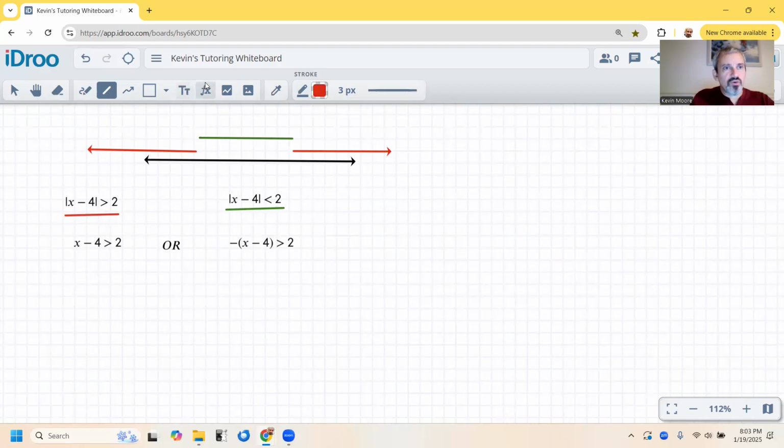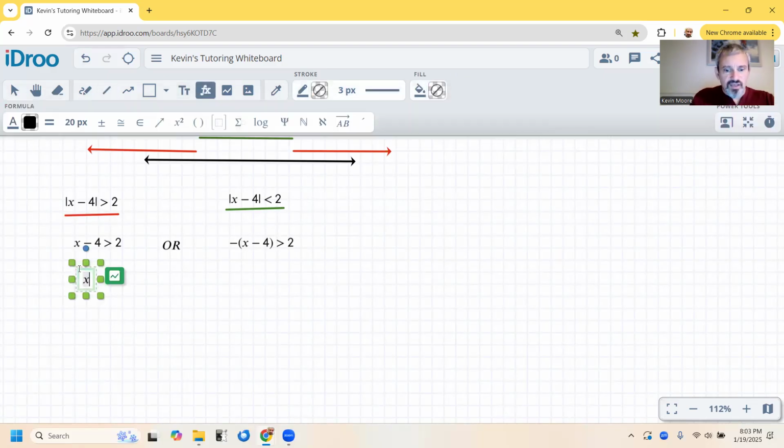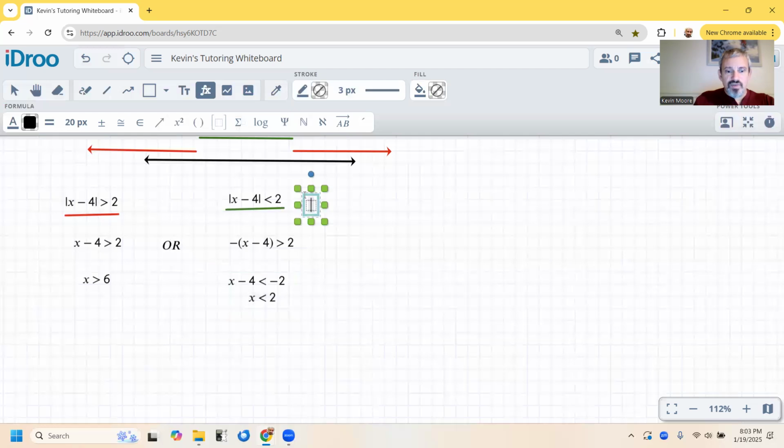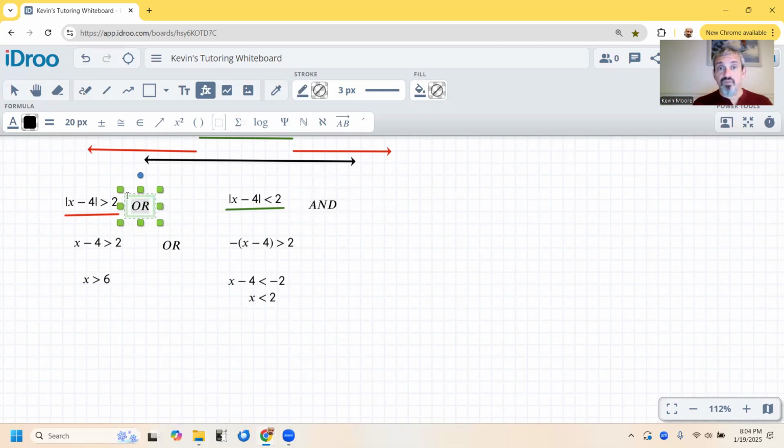Okay, so let's solve these two equations. We get x greater than 6, or, don't forget to flip the direction of the sign, x minus 4 is less than negative 2, x less than 2. So when we graph this, we have x less than 2 or x greater than 6. On the other hand, if it's this type, it's going to be "and", and you're going to have both be true. This one over here is "or", if it's absolute value greater than a number.